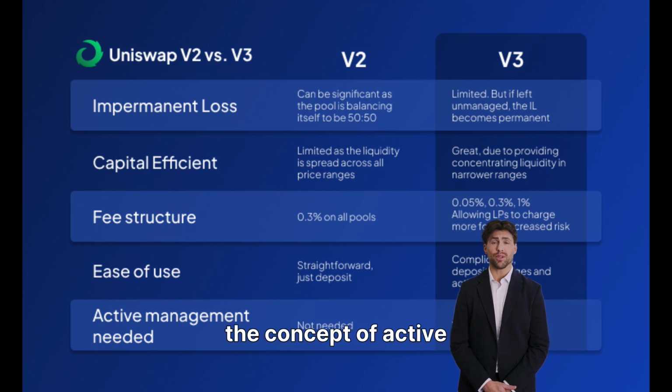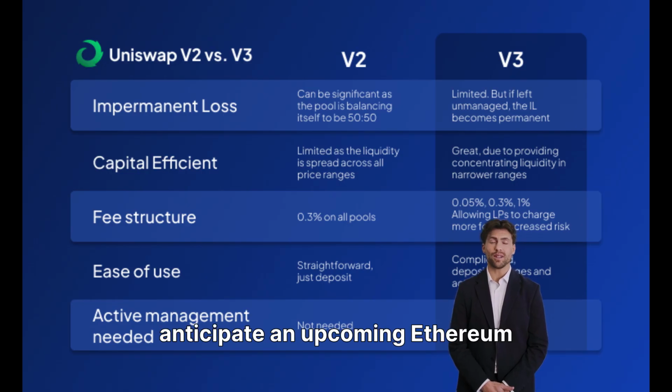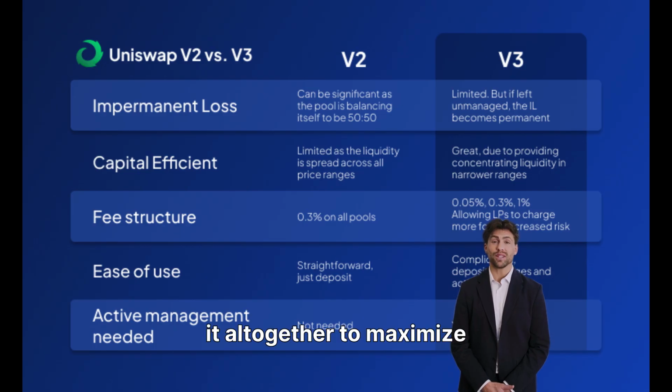Now, let's talk about the concept of active management. With concentrated liquidity, LPs can actively manage their positions. This means you can adjust your price range based on market trends or specific news events. For example, if you anticipate an upcoming Ethereum upgrade that might affect prices, you could narrow your range or adjust it altogether to maximize your earnings potential.